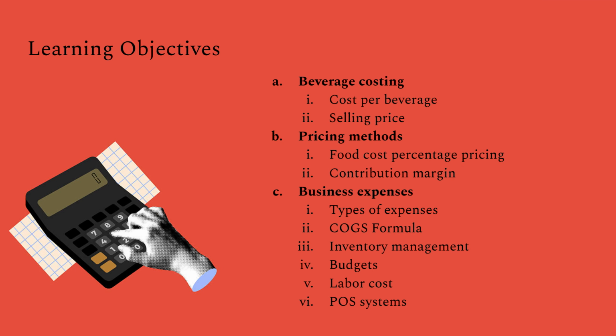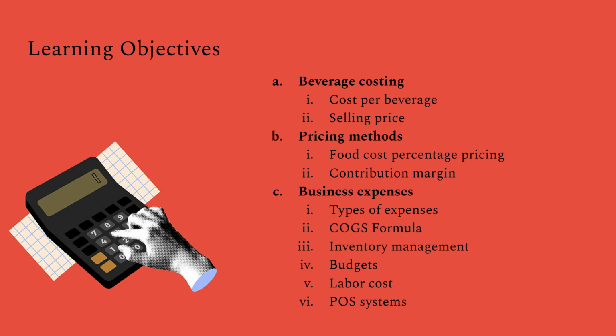Our learning objectives today are to touch on beverage costing. It's going to be very similar to food costing, but with just some different ingredients. So we're going to walk through the cost per beverage, and then selling price. And then we're going to talk about another pricing method we haven't seen yet. So far we've been focusing on food cost percent pricing, using a projected or desired food cost percentage to price out all of our menu items. We're also going to learn about the contribution margin pricing method.